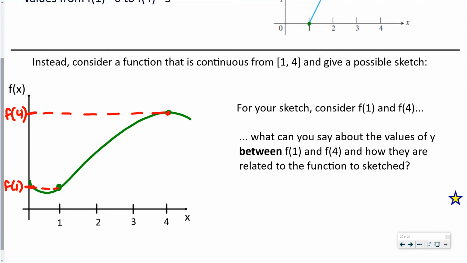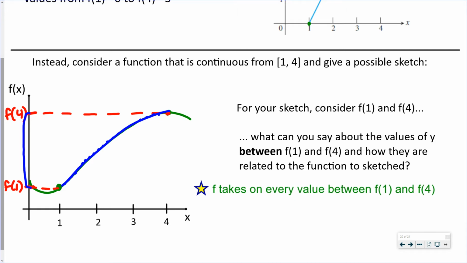Here, since it's continuous, what can you say about the values between f of 1 and f of 4? Between these two values, we have an output for literally every single number in between those two outputs. If it's continuous, I'm going to have an output that's just above f of 1, halfway, just below f of 4. If I can trace this with my pencil, my function's going to take on every value in between f of 1 and f of 4. That makes sense.